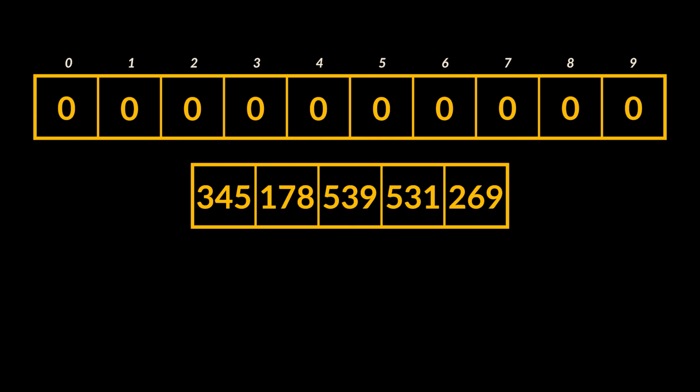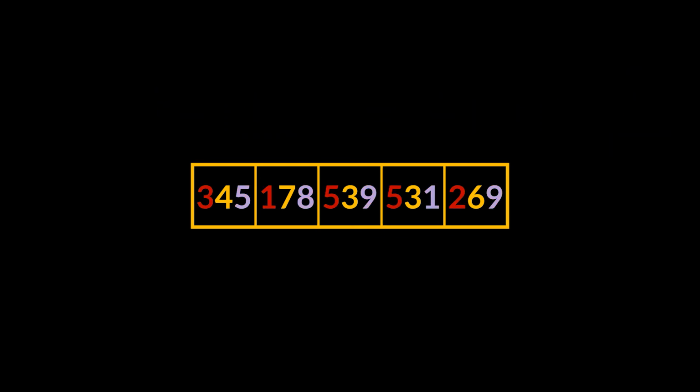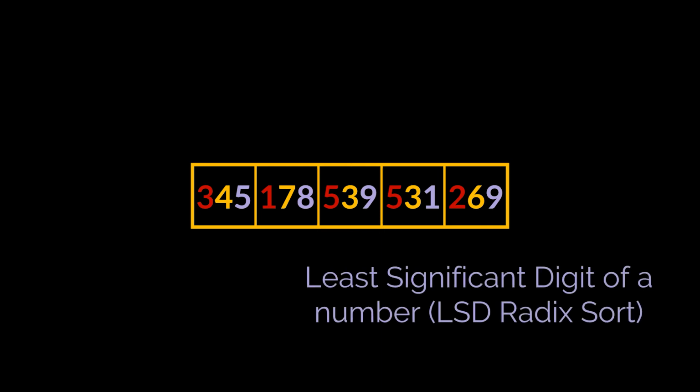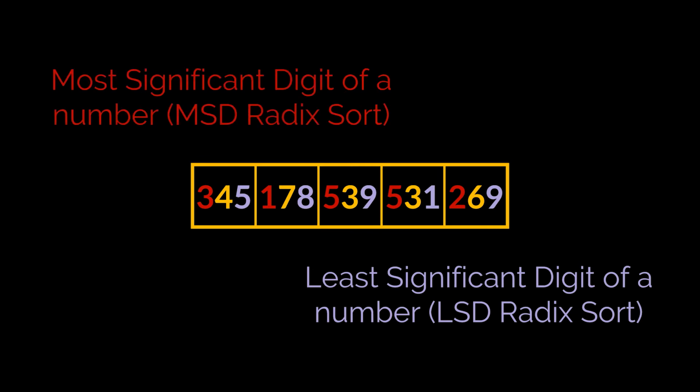The first thing we have to do is choose whether we want to start sorting from the least or the most significant digit. In this example, we are going to start from the least significant digit, or the digit that is located at the very end of the integer. Therefore, we are doing what we call the LSD Radix Sort. If we choose to start from the most significant digit, we will be doing the MSD version of the Radix Sort. The MSD Radix Sort will be covered in an upcoming video, but for now let's focus on the LSD one.